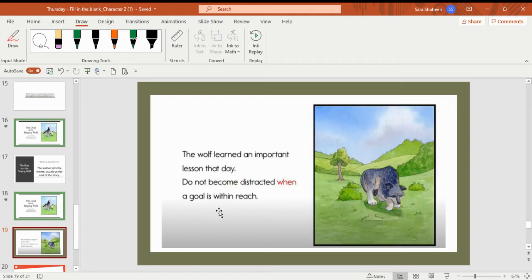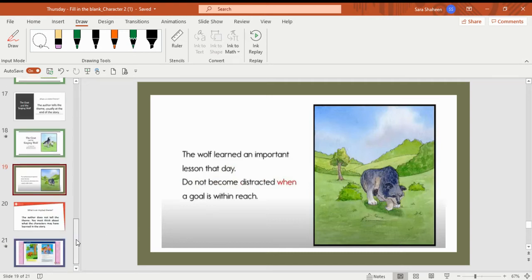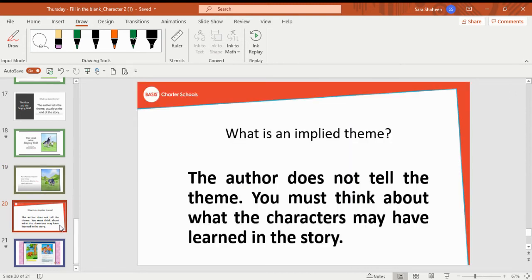There it was. Did you see this at the end on our last page? Our stated theme, which means the author told us what it was, is right here. The wolf learned an important lesson that day. Do not become distracted when a goal is within reach. That was our lesson in that story. That's a stated theme. All right, friends, let's look at one more example.